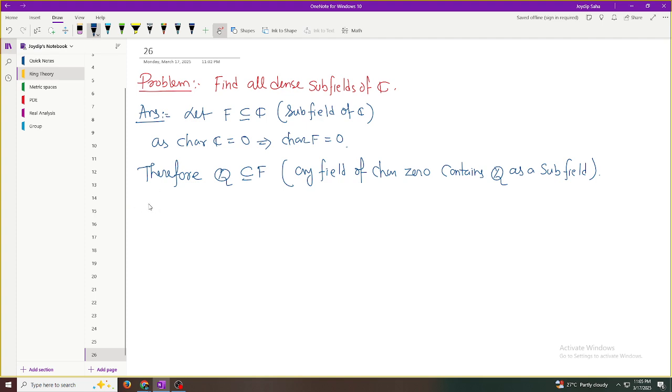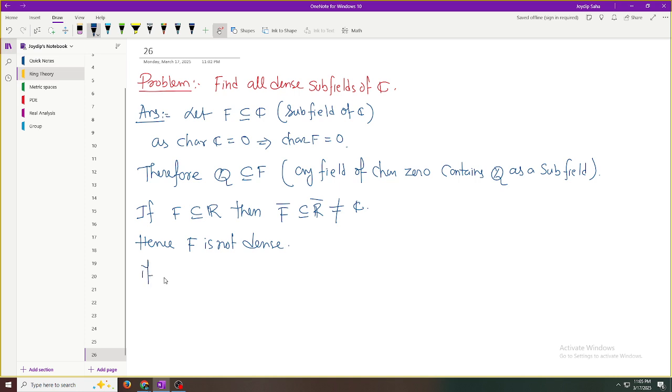Now, if F is a subset of R, then the closure of F is a subset of the closure of R, and that is not equal to C. Therefore, hence F is not dense.